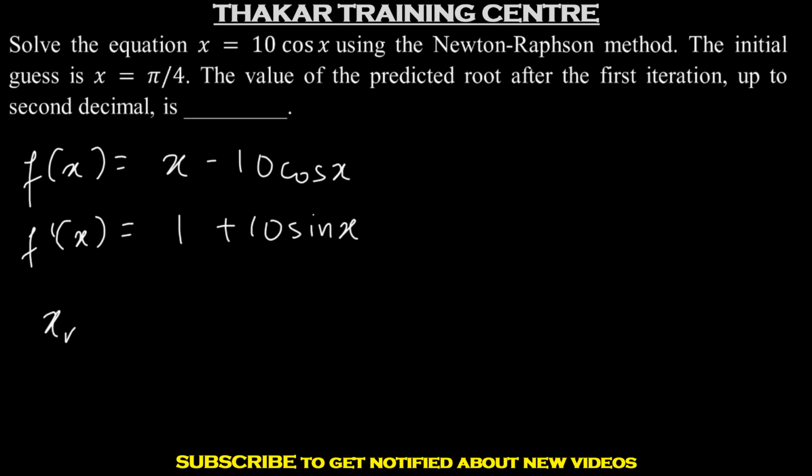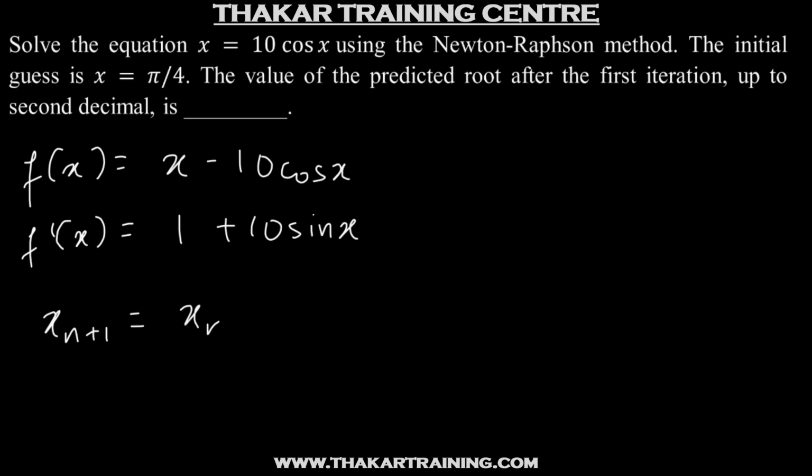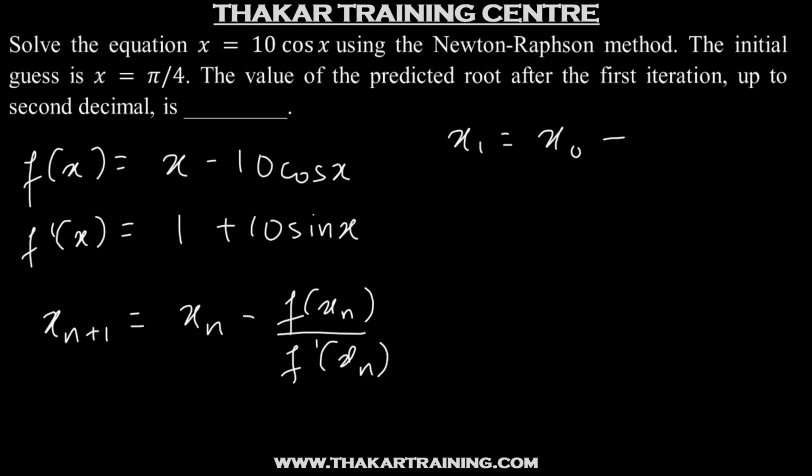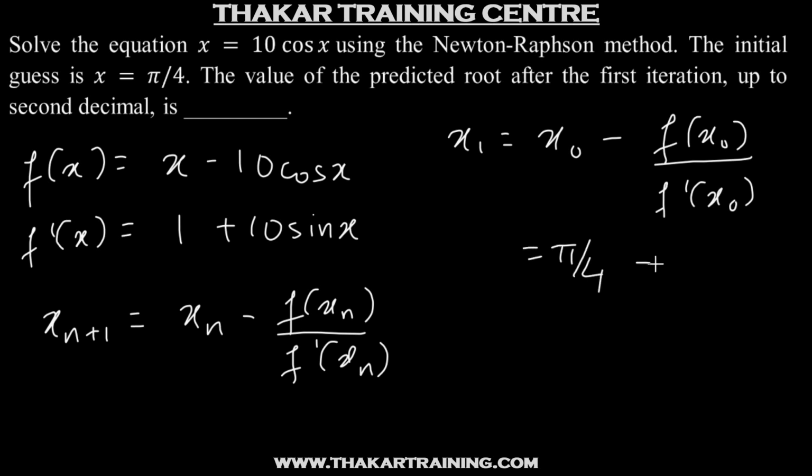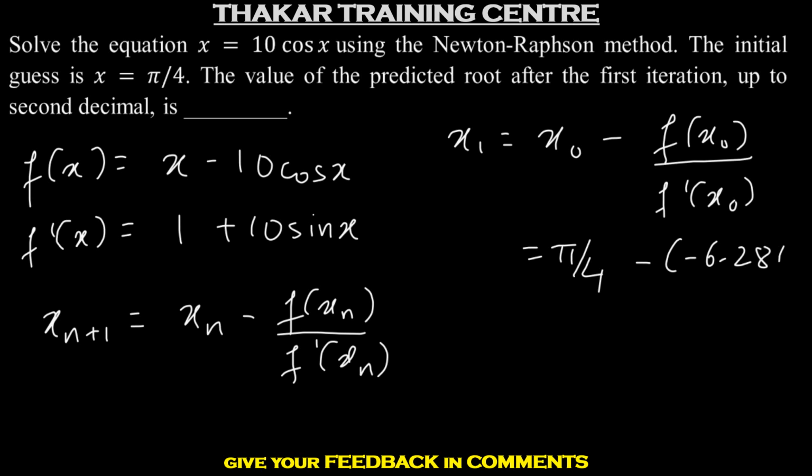Again by Newton-Raphson method we have x n plus 1 equal to x n minus f of x n upon f dash of x n. So we'll have x1 equal to x naught minus f of x naught upon f dash of x naught. So we are given the initial guess is pi by 4. So we have x naught equal to pi by 4 minus f of x naught, which will be f of pi by 4, that is pi by 4 minus 10 cos pi by 4. This comes to minus 6.286.